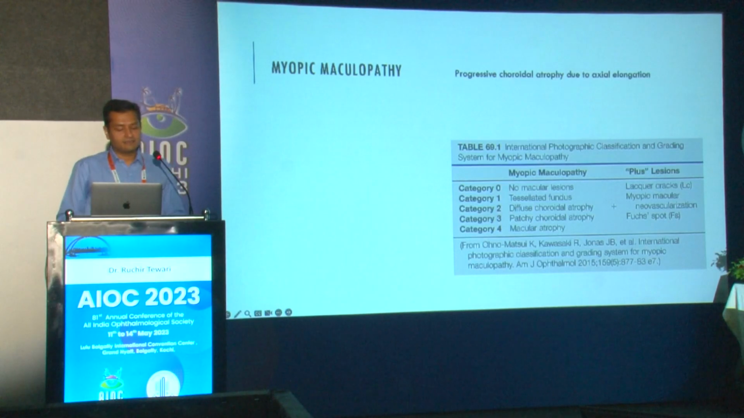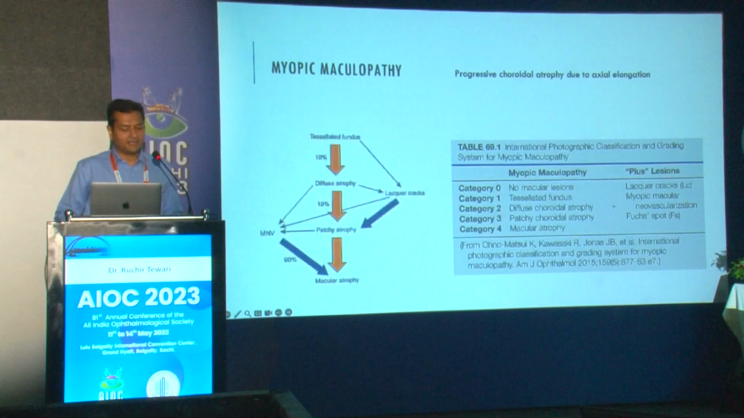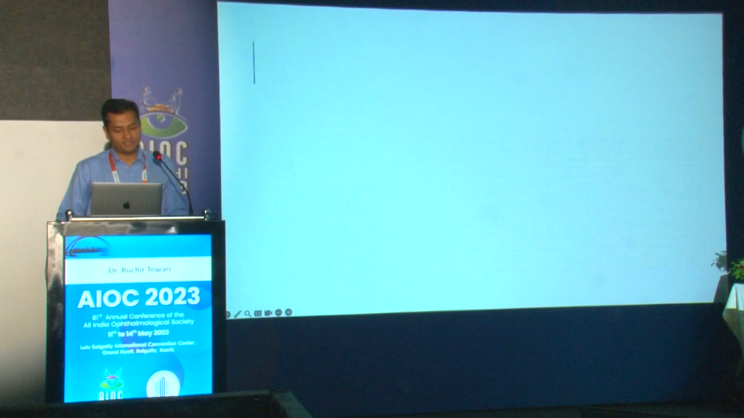So the international classification and grading of myopic maculopathy starts from no macular lesions to a tessellated fundus, diffuse choroidal atrophy, patchy choroidal atrophy, and macular atrophy. Along with this, specific lesions such as lacquer cracks, myopic neovascularization, and Fuchs spots have been added into this classification. So again, if we look at the progression of myopia, we see it changing from a tessellated fundus to a stage of macular atrophy in different patients.